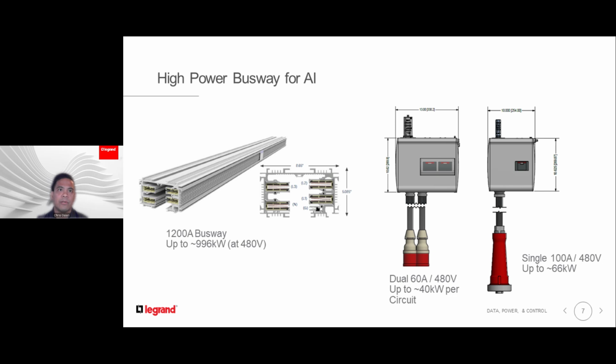And a couple comments too, we're seeing that this increase in density is changing some of the environment around it as well. So we're seeing liquid cooling be a little bit more prevalent near the busway system as well.